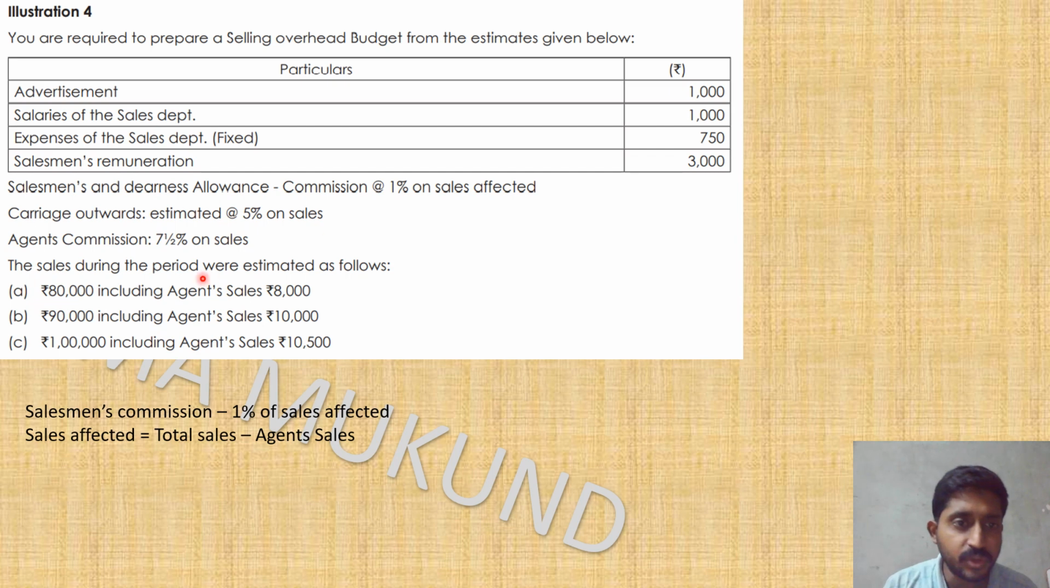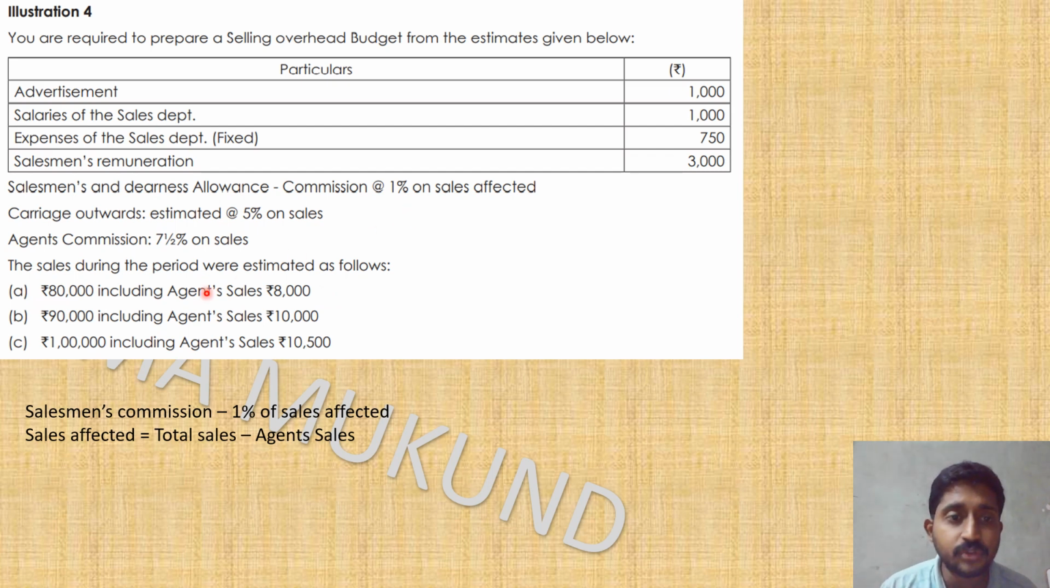This cost has to be calculated correctly, because most of the students I have seen apply 1% of sales. Here they have given various cases. So 80,000 is the sales during the day. They have applied 1% on sales. No, 1% on the sales that is affected to the salesman. So 80,000 including agent's sales of 8,000, which means 8,000 the agent has sold. There is no issue. So 80,000 is the total sales for our company. So 80,000 minus 8,000 is 72,000, our original sales. On that 72,000, the salesman has missed the opportunity, or the salesman got affected.